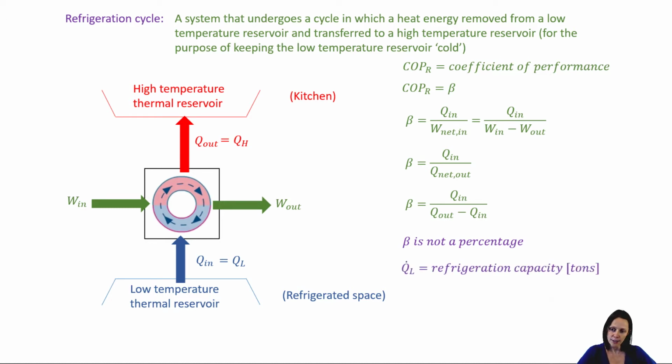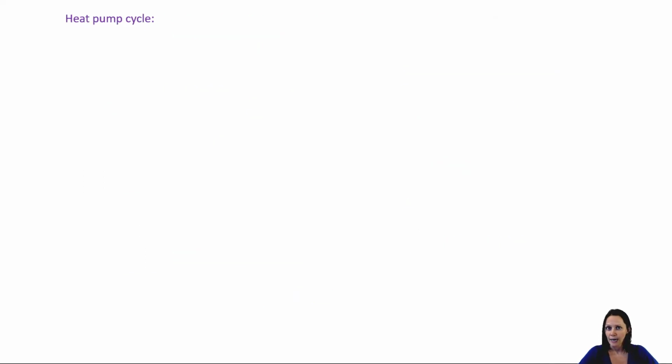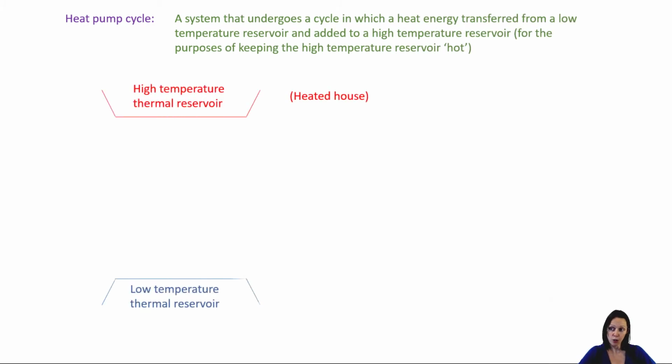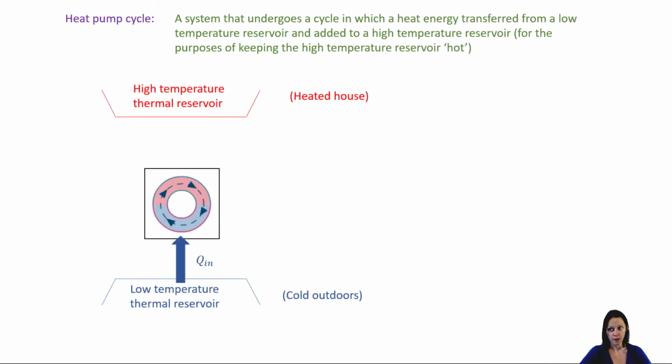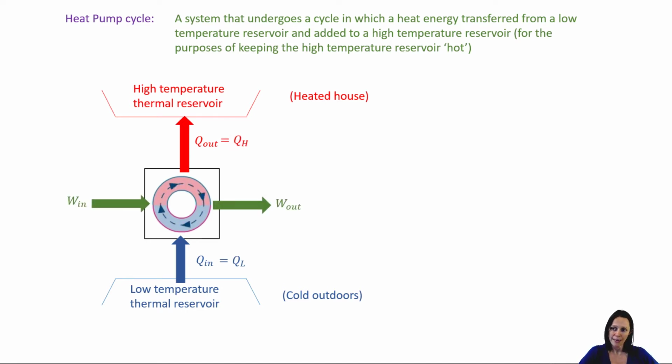And then one last term is the refrigeration capacity. This is the rate at which heat is being removed from that refrigerated space, and it's commonly expressed in tons of refrigeration. There are a couple of conversion factors on your conversion factor sheet for that unit. A heat pump cycle, if you look at the cycle itself, like where the arrows are going, is exactly the same as a refrigeration cycle.